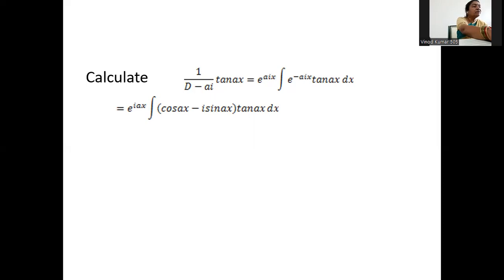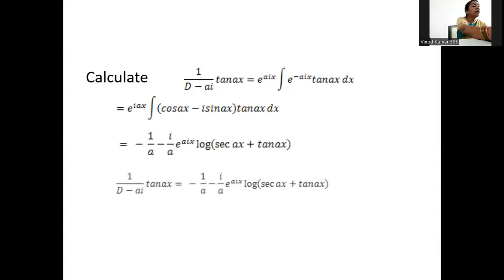We have this equals to e to the power of iax integration of (cos ax minus i sin ax) into dx. But tan ax is equal to sin ax by cos ax. Therefore, the equation is equal to e to the power of iax integration of (1 minus i sin square ax by cos ax) into dx.